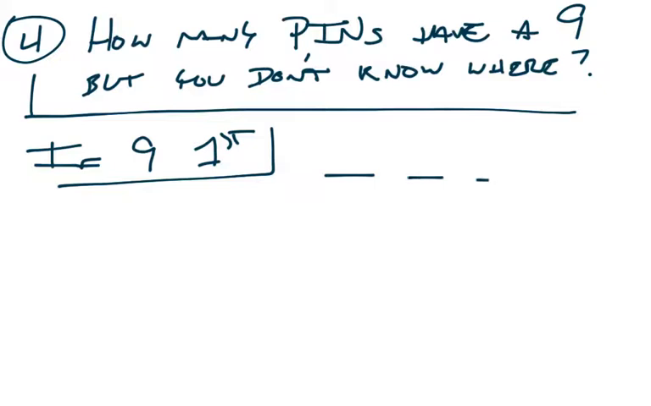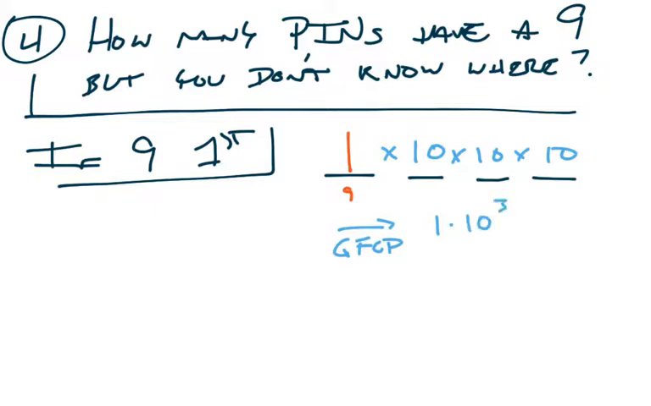well then we have our 4 spots. We have our one option for what has to go first because that has to be a 9. And then we've got 10 options for all the rest because they're unrestrained. Generalized fundamental counting principle tells me to multiply all these things together, and I get 1 times 10 to the third, which is, again, 1,000 pins. Okay, so that's if it's in the first spot.